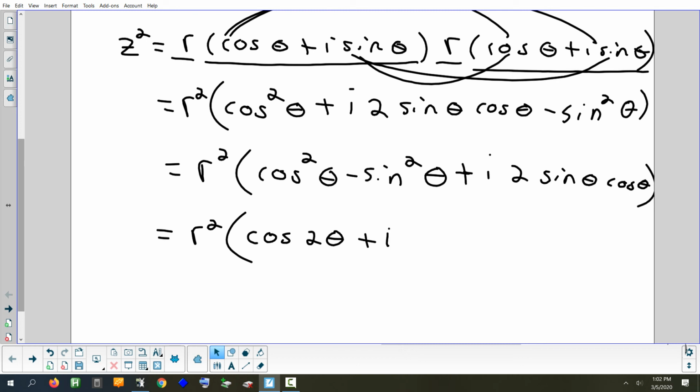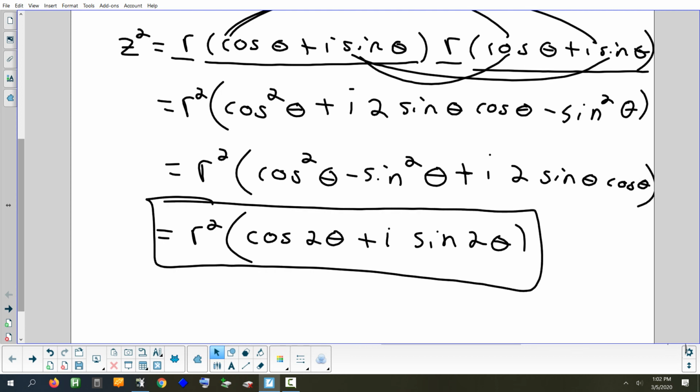And so is this last part. 2 sine cosine. That is something special too. Isn't that like equal 1? Nope. No. What's 2 sine cosine? It's what? Sine 2 theta. Sine 2 theta. So those are the identities. So that's the final answer.